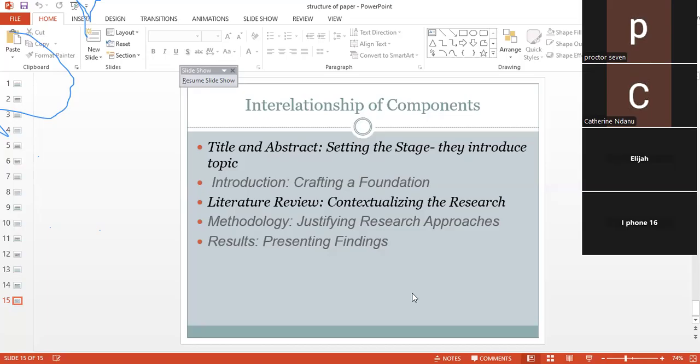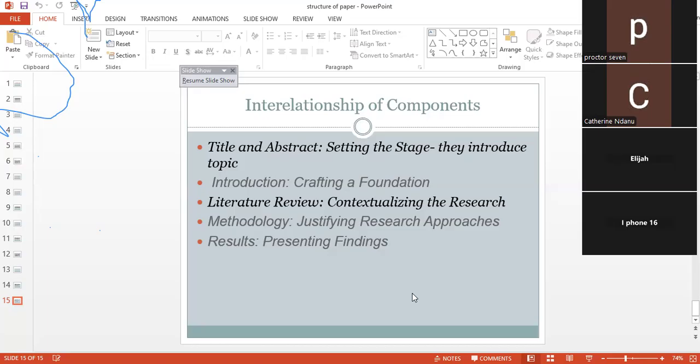You cannot be talking about why students perform poorly in the title, and then in the introduction, you are talking about why there is a lot of theft in Nairobi. What is the relationship between the introduction then and the topic?